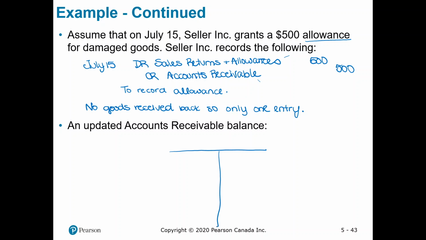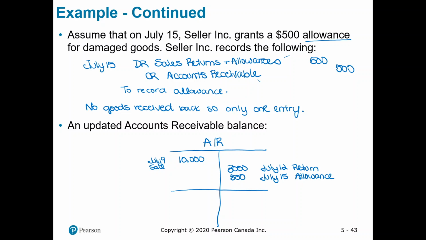So updated accounts receivable after all of this. Well, the original sale happened on July 9th, and on that day, we recorded $10,000 to AR. Then on the 12th, we had a return for $3,000, so we decreased AR by that much. And on July 15th, we granted an allowance for some sort of damage. So that also decreased our AR. So after all of these transactions, we have this $6,500 that we are still due to collect.